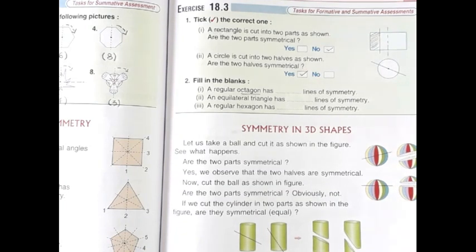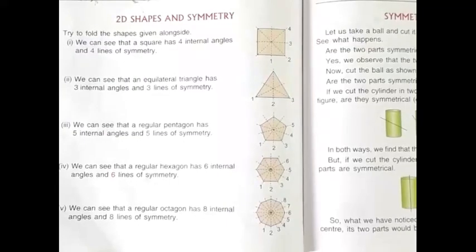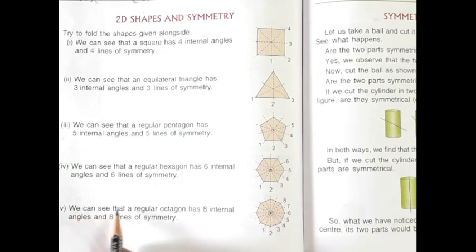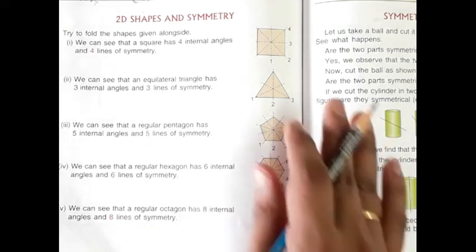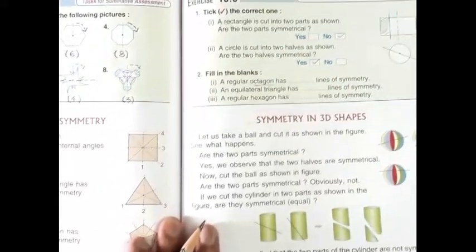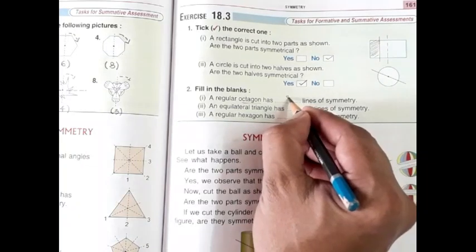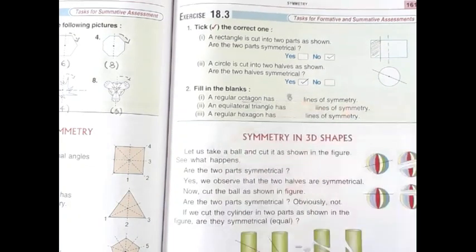Now let us see. So see, this one is octagon. This shape is octagonal shape. Check the note here. We can see that a regular octagon has 8 internal angles and 8 lines of symmetry. So for the regular octagon, the answer is going to be 8. This one I already showed to you when I was discussing this concept of symmetry.